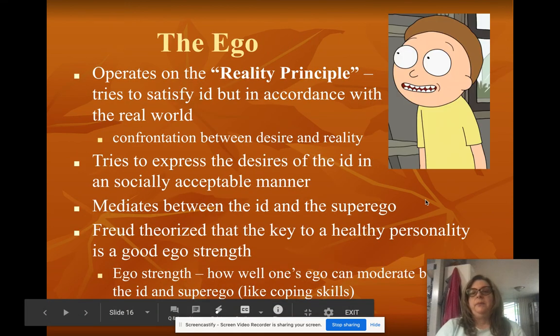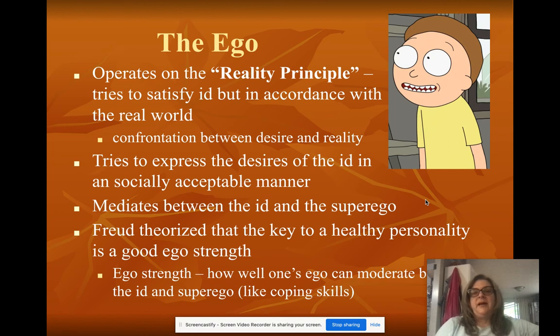The ego would be Morty. He's always being pulled in a different direction by Rick. He operates on the reality principle. He tries to satisfy Rick, but he has to do it in accordance with the real world, which doesn't really apply in Rick and Morty a lot of times because they don't live in the real world. Actually, Morty does. Rick doesn't. Some of the places he drags him to.